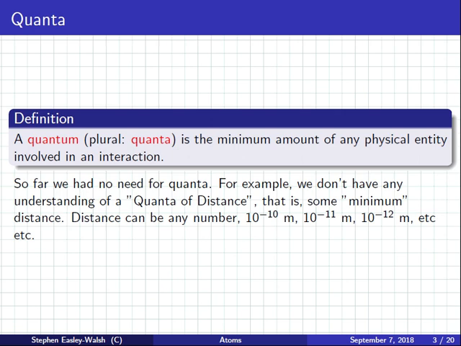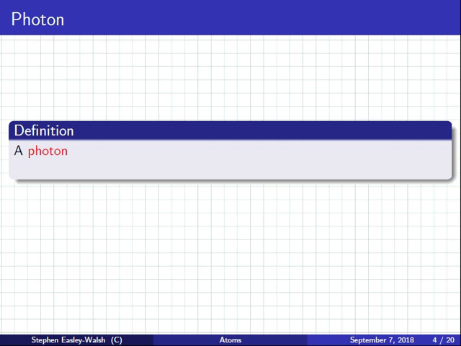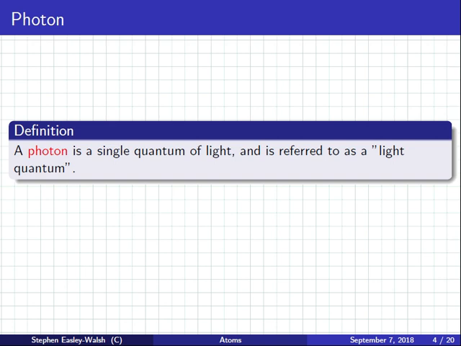Okay, so what exactly is a photon, which is the name of the lesson? So a photon is a single quantum of light, and it's referred to as a light quantum. I need to check the English after this lesson.